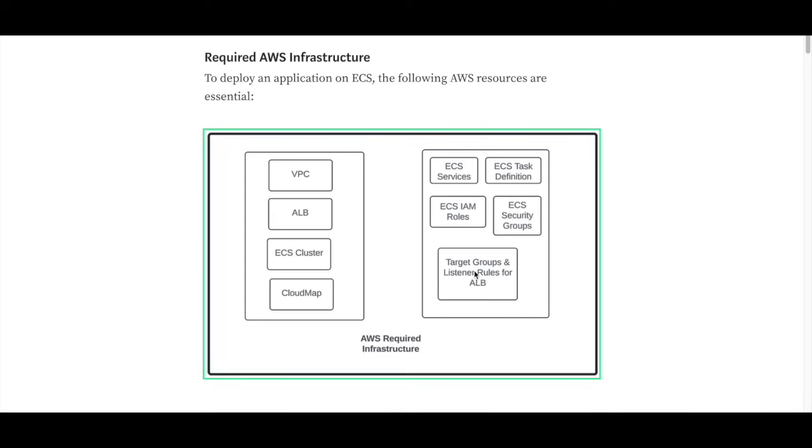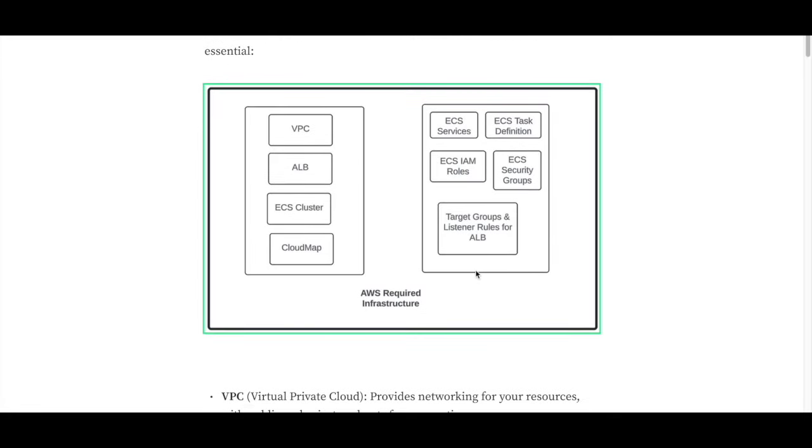Let's get started. To start with designing your infrastructure and creating a GitHub repository for your Terraform infrastructure, the main important part is we need to identify what AWS infrastructure is required. As you can see in this diagram, we need VPC, ALB, ECS cluster, Cloud Map, and all other resources which are specific to the ECS cluster. This is the required infrastructure needed to deploy any application on the ECS cluster.